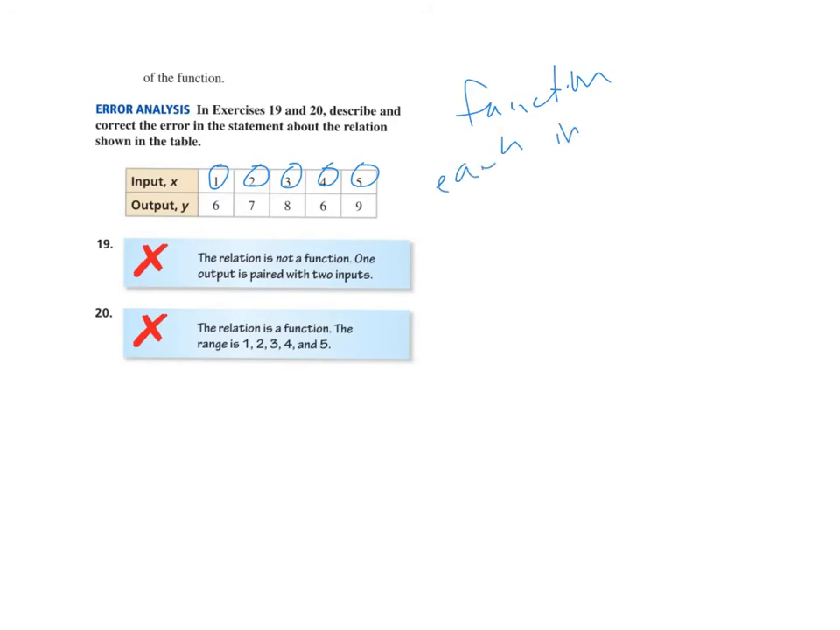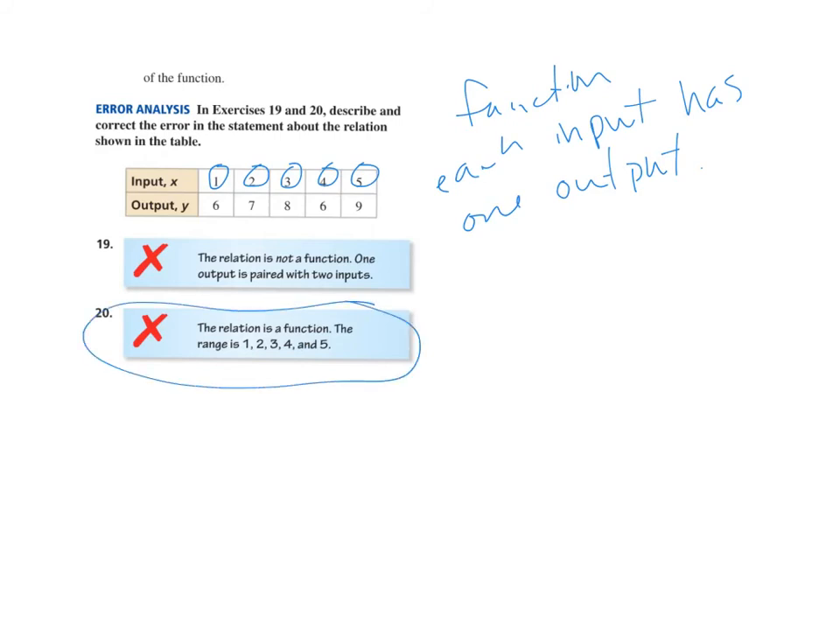Each input has one output. That would be your explanation. Number 20, the relation is a function. The range is 1, 2, 3, 4, and 5. So the first part is correct. It is a function, but the range, remember the range is the y value. So the range would be 6, 7, 8, 6, 9.